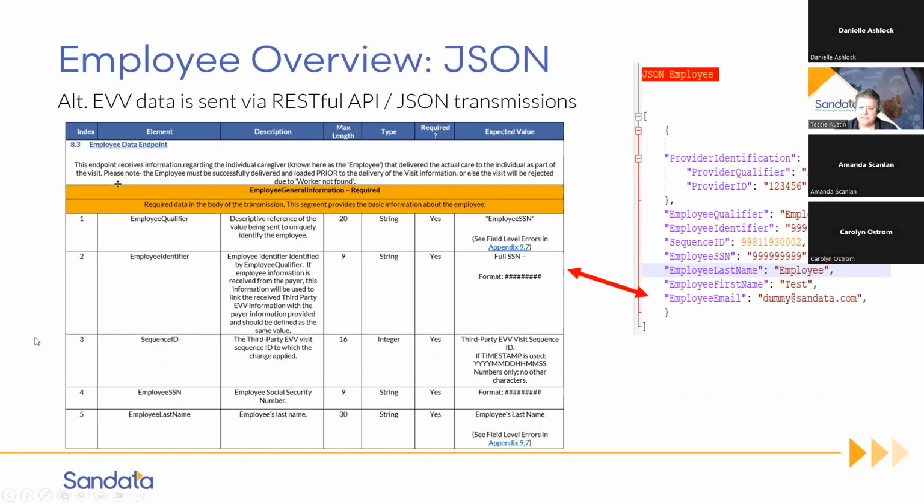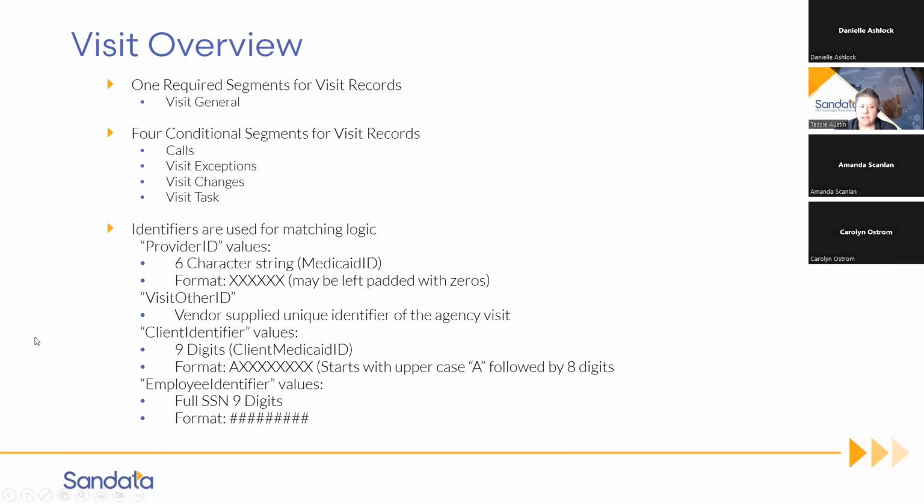We will move on to the visit. You have one required segment for visit. It's a little bit different. There are some conditional segments for the visit records. This goes back to what Dara and I were talking about before: visit exceptions, visit changes, calls. Those are spelled out for you, but the big ones that most folks have questions on or look for answers about are exceptions and changes.